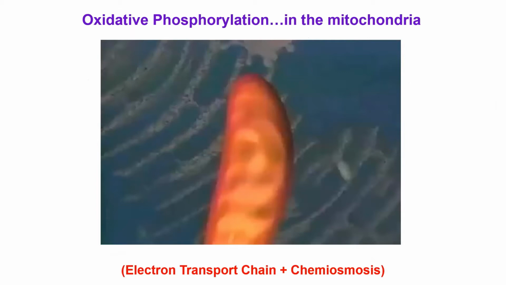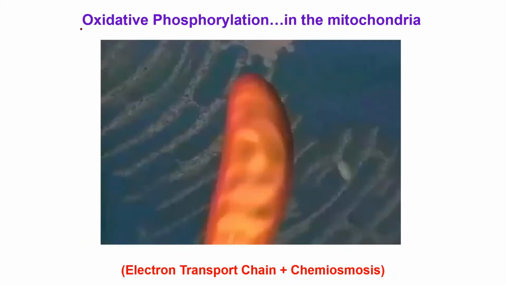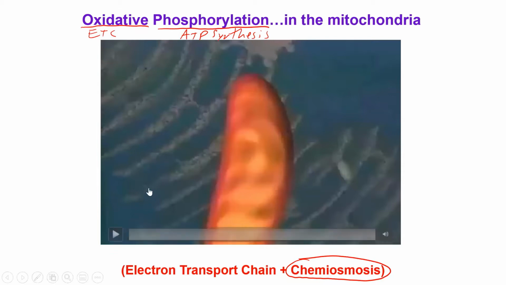So a couple of things I want to point out before talking about oxidative phosphorylation is that there's actually two parts to this word. There's the oxidative part, and this is actually the electron transport chain. The electron transport chain is only part of oxidative phosphorylation. And the phosphorylation part is the ATP synthesis. So notice down here, I call it chemiosmosis. That's another name for ATP synthesis, and we'll see what that means in a moment. So let me play this video for you, and then we'll go over it in a little bit more detail.